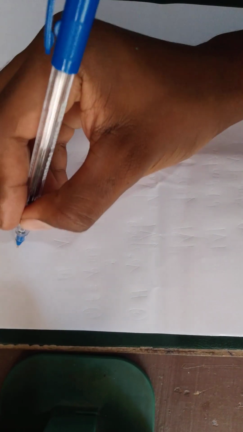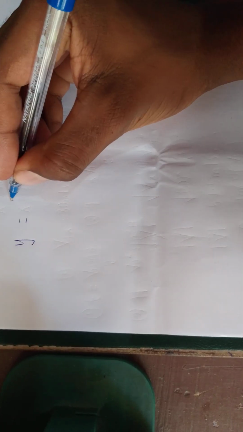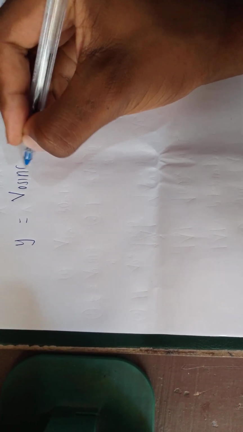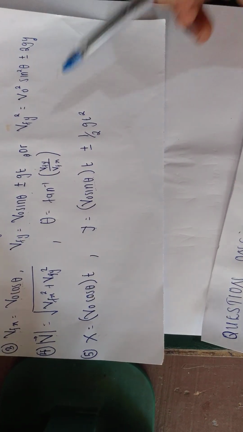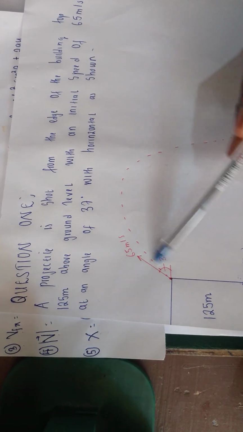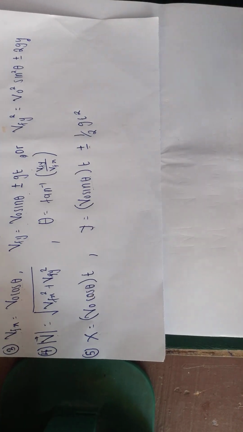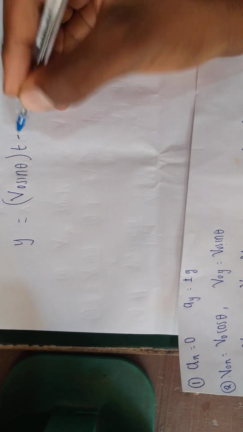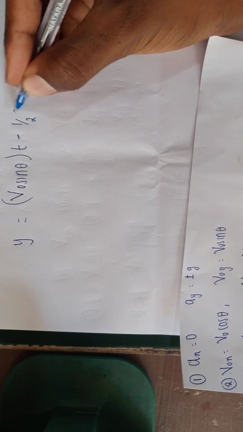So the formula is y is equals to V0 sine theta multiplied by t. Then when you look at the general formula, it's saying plus or minus, so just get one. Since the motion of this object is moving upwards, it simply means you'll get negative. So you say minus 1 over 2 gt squared.